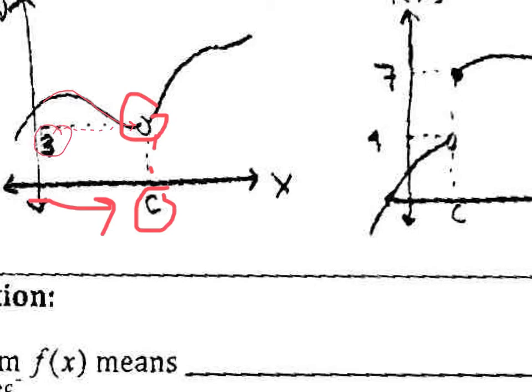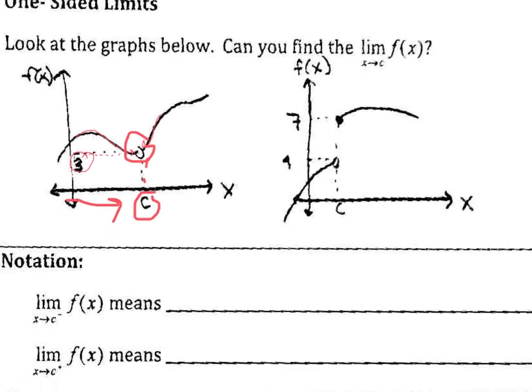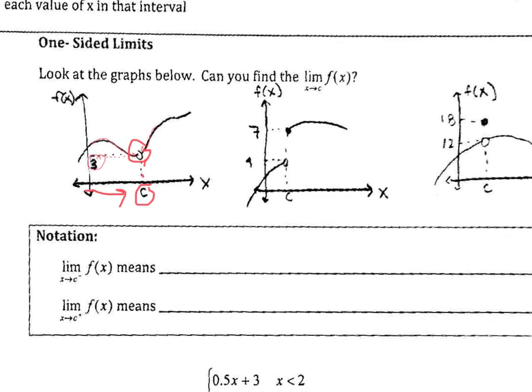Now remember, you need to make sure that you're checking both sides of the hole, okay? So as I get closer from the left and as I get closer to the right, it doesn't matter, the value of my function is still 3. So I can say, so can you find the limit? Yes, I can.